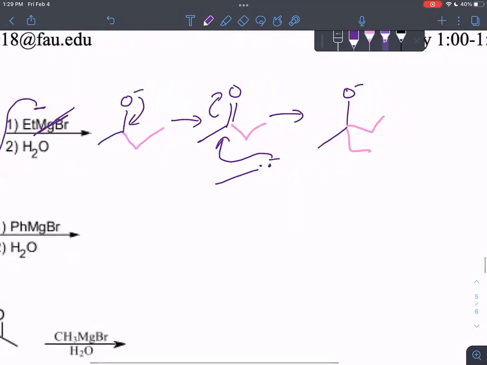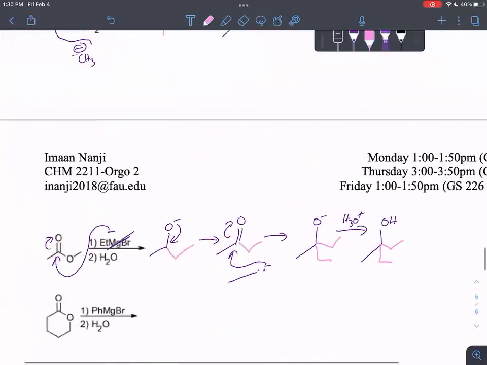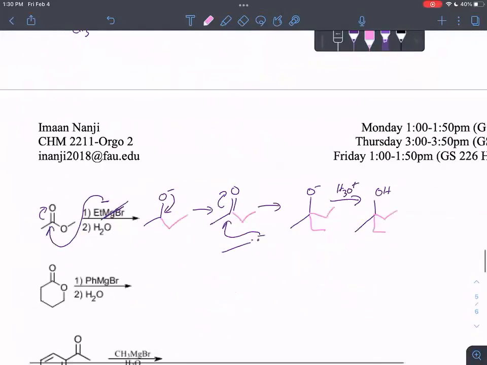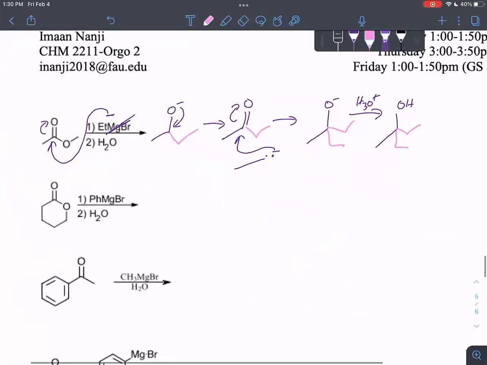And can we attack this anymore? No. So what do we do now? Protonate. And we're left with another tertiary alcohol. So we know that it goes all the way to an alcohol because it's really strong. Are there weak Grignards? Well, other than the Gilmans, but we're not going to do that. I don't think so. I think it just goes all the way. Yeah, the LiAlH4 is the same exact thing.